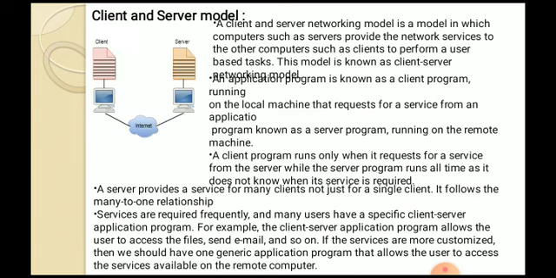This is about your TCP/IP model, that is the Transmission Control Protocol and Internet Protocol reference model. It has four layers and different kinds of specifications. Now let us see the client and server model. What is this client and server model? A client and server networking model is a model in which computers such as servers provide network services to other computers such as clients to perform user based tasks. This model is known as the client server networking model.